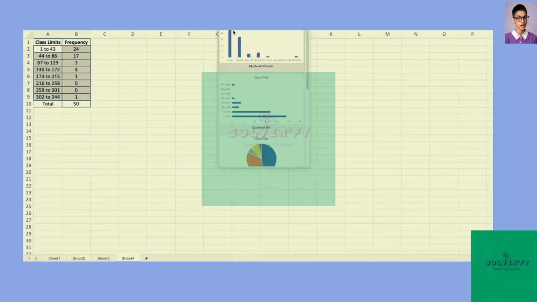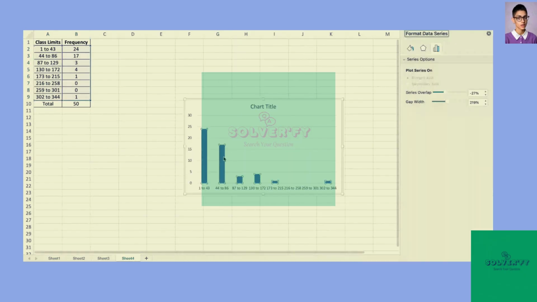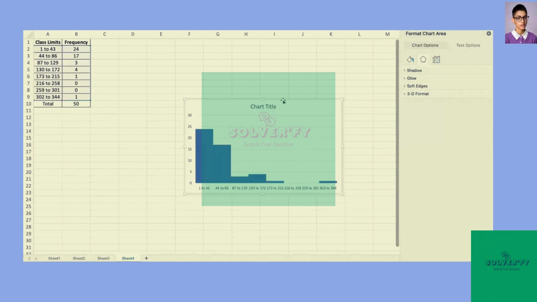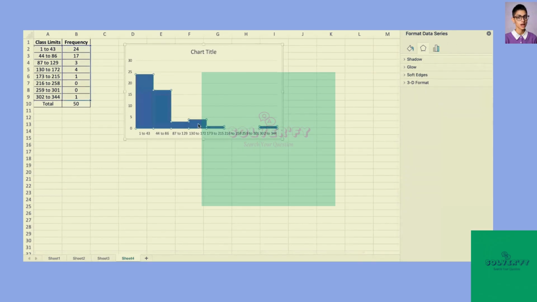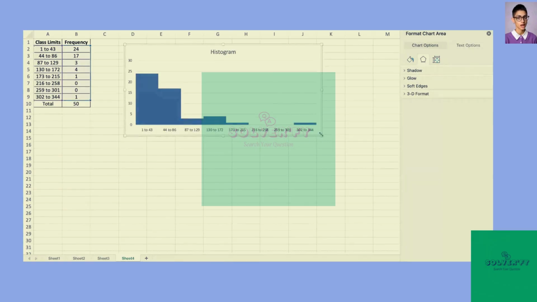What I do is I go to recommended charts, and they always have a bar chart. And if I double click on the bar chart, I can go to gap width and then close the gap width. Then I'm going to type in that this is the histogram. And I'm just going to spread this out a little bit so that my numbers aren't so bunched together.